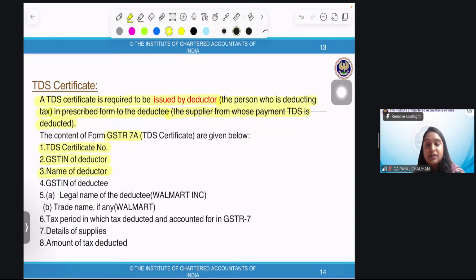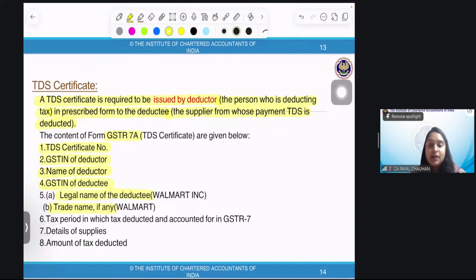Now, the point is, what will be there in GSTR 7A? Yes, perfect. It will be settled with GST liability. TDS certificate number, GSTN of the deductor, name of the deductor, then GSTN of the deductee. Both of our GSTNs, the legal name of the deductee, and the trade name, if any.